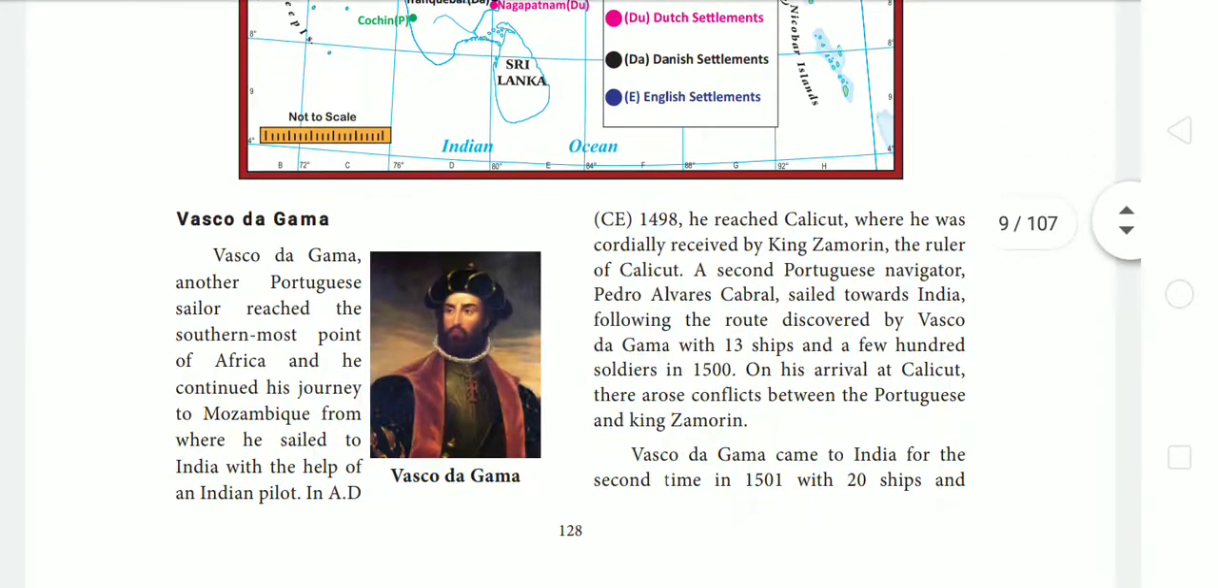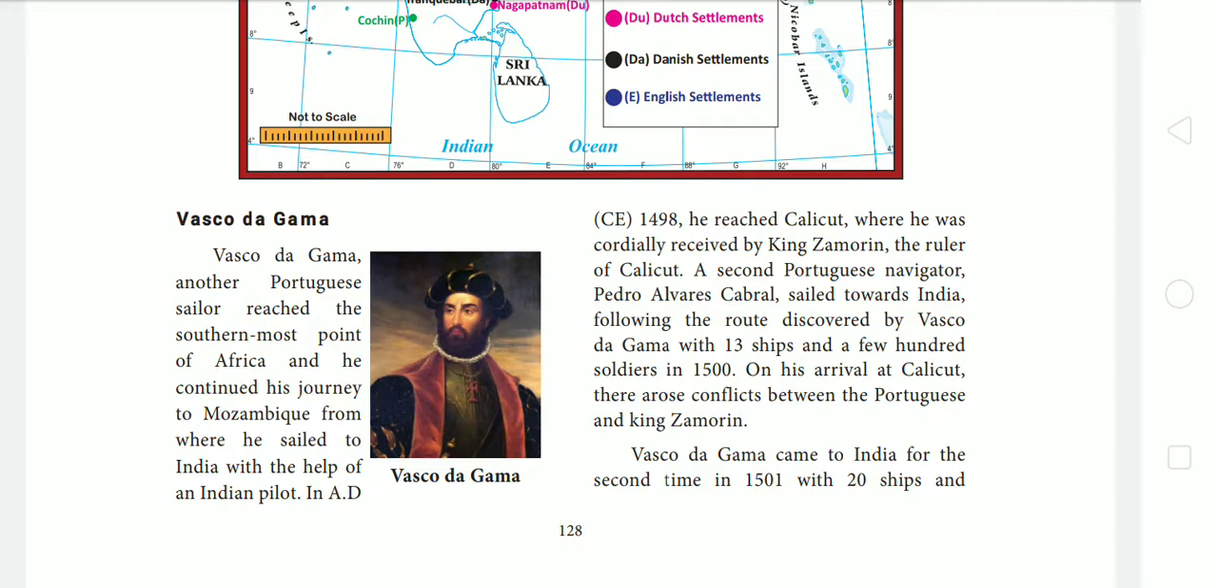Next one, Vasco da Gama. Have you ever read about Vasco da Gama? He is another Portuguese sailor. Before Vasco da Gama, Bartolomeu Dias started his journey from Portugal and was able to reach only the southernmost point of Africa, that is the Cape of Good Hope. After that he could not continue his journey.